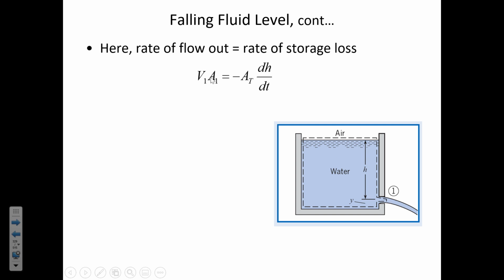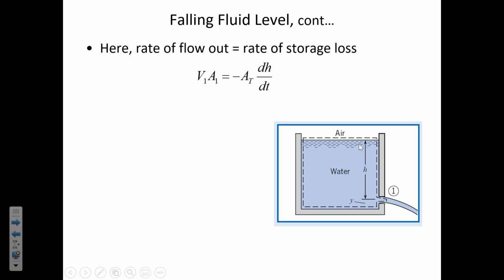And the area here at location 1 is just a function of the diameter. So let's say that we know the diameter of the opening. It's maybe the 6 millimeter hole that we saw in the lab. So this is the outflow term. And the rate of accumulation is negative because there's no inflow.